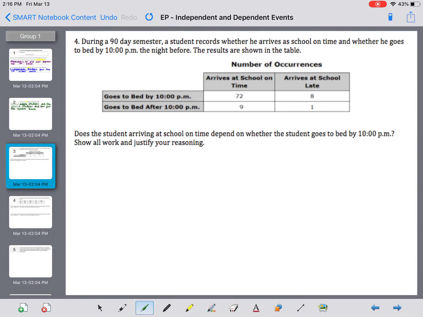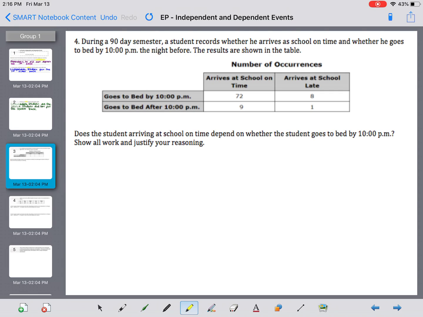If we take a look at problem 4, it says during a 90-day semester, a student records whether he arrives at school on time and whether he goes to bed by 10 p.m. the night before. The results are shown in the table below. Does the student arriving at school on time depend on whether the student goes to bed by 10? Show all work and justify your answer.